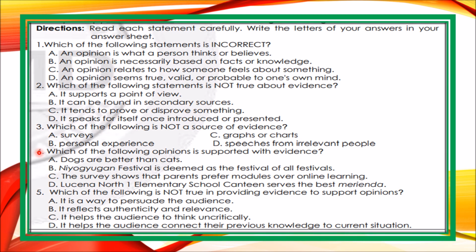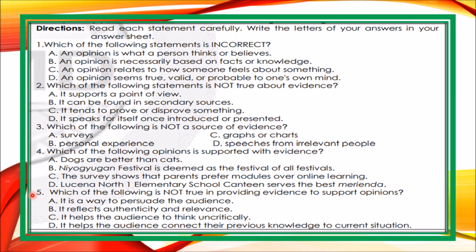Number 4, which of the following opinions is supported with evidence? A, dogs are better than cats. B, Nyognogan Festival is deemed as the festival of all festivals. C, the survey shows that parents prefer modules over online learning. Then D, Lucena North One Elementary School canteen serves the best merienda. So, which of the following opinions is supported?